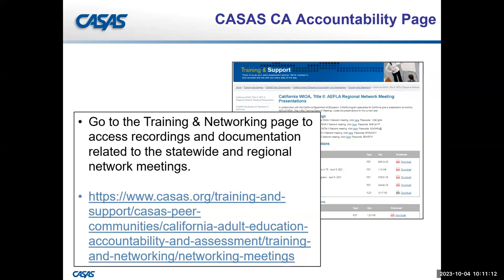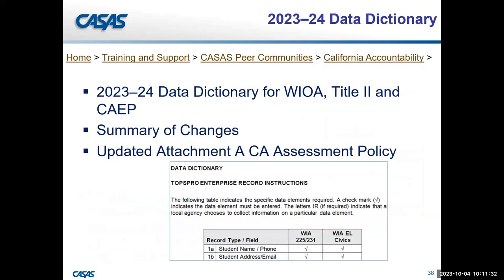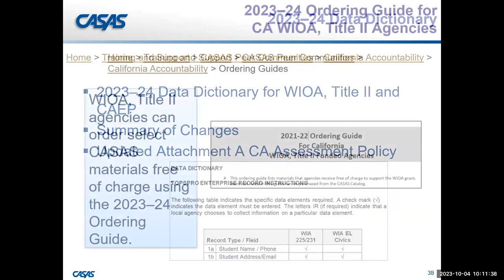We have those regional meetings. We have statewide network meetings. As we generate documents from those kind of meetings, we post them on the training and networking page. So lots of wonderful information there too, including that illustrious monthly PowerPoint that CDE and CASAS do every month. Here's just another plug for that same page with a little bit more information, just reiterating what I just said.